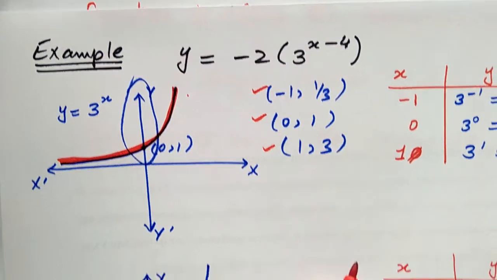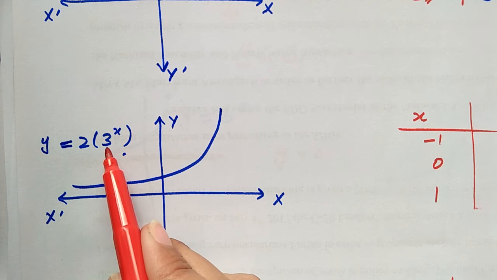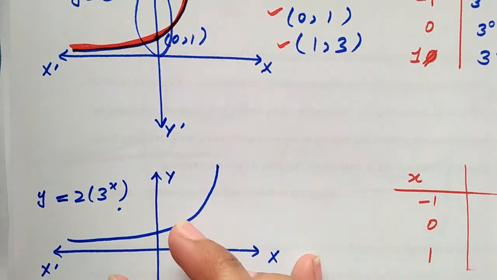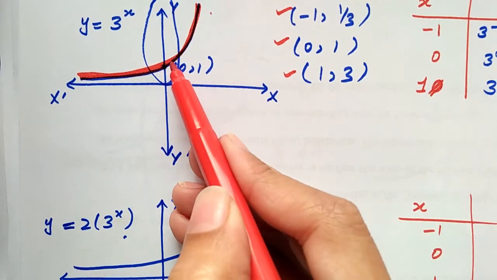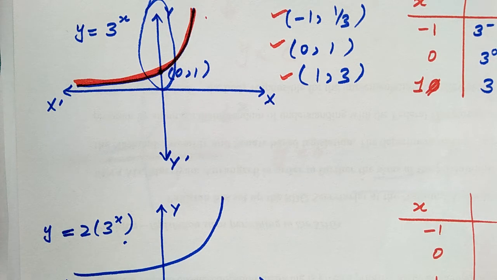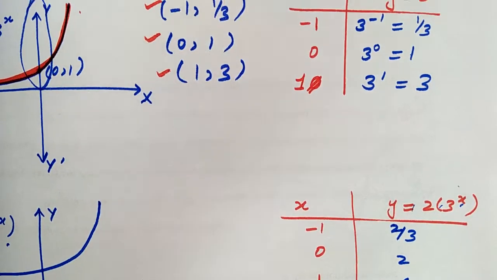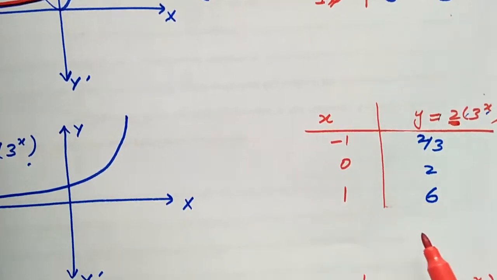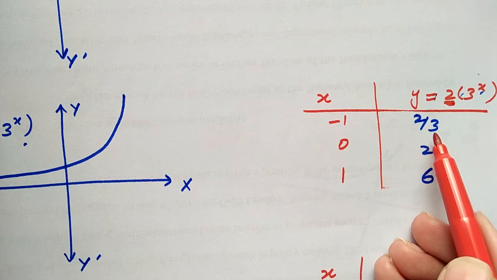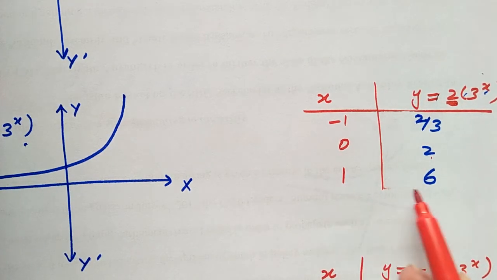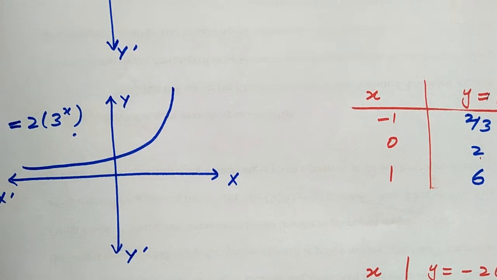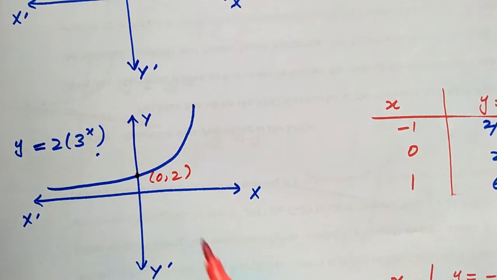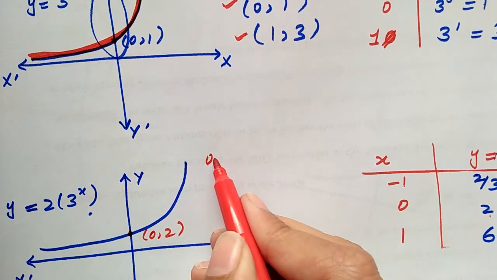Then I will move towards y equals 2 times 3 raised to power x. My graph will be stretched. The graph is stretched as compared to the upper one. The coordinates will become, I will multiply 2 with the values of y, and I will get these coordinates: -1 with 2 over 3, 0 with 2, and 1 with 6. So my y-intercept will become basically 0, 2. That was earlier 0, 1.